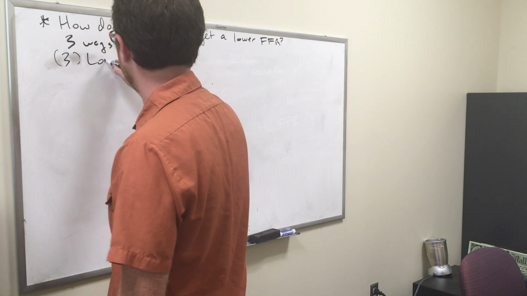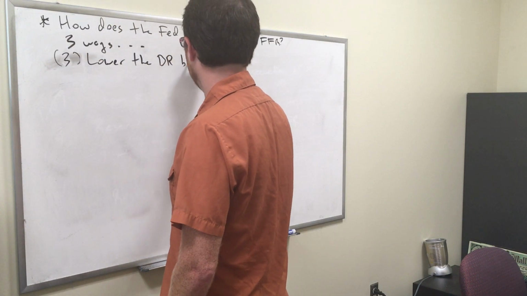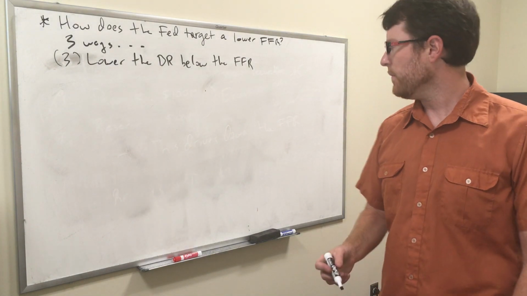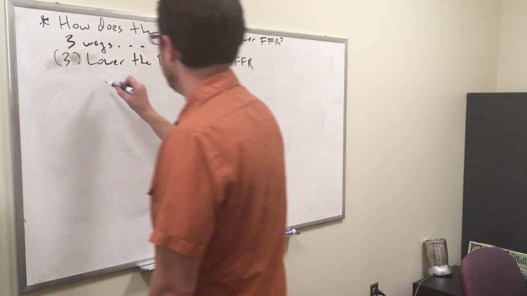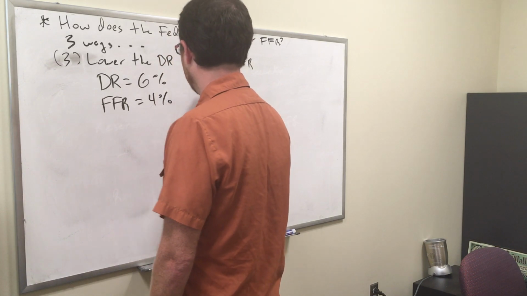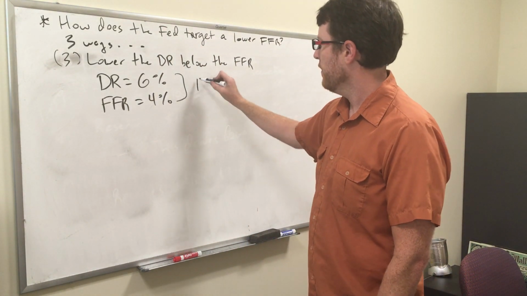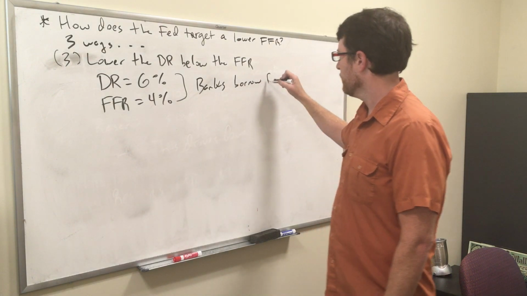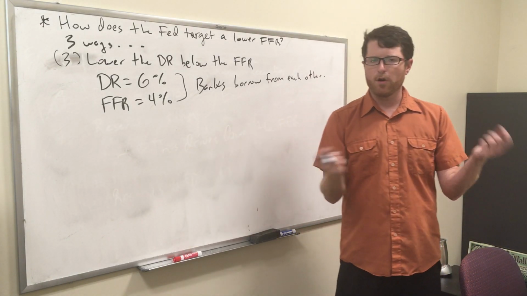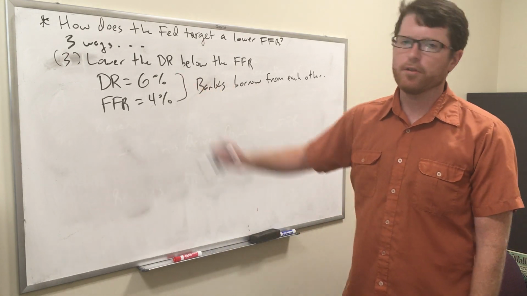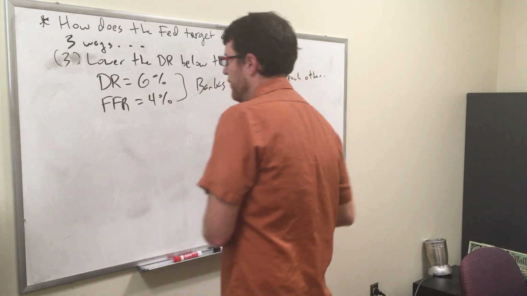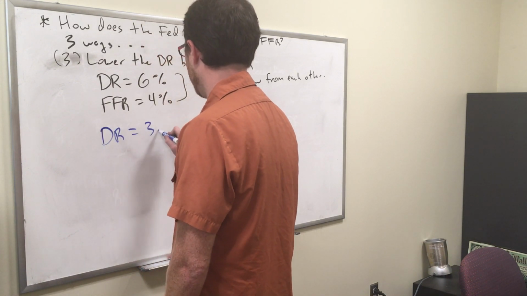So the third way to increase the money supply was to lower the discount rate below the federal funds rate. That's the third way the Fed can increase the money supply. So let's imagine that the discount rate is 6% and the federal funds rate is 4%. Very typical scenario. And what happens here is banks borrow from each other. Right? There are some banks loaning and some banks borrowing, okay? But it's all going bank to bank. They're not borrowing any from the Fed because the Fed is charging a higher interest rate. So what happens here is that the Fed will drop this discount rate down to maybe 3.5%.